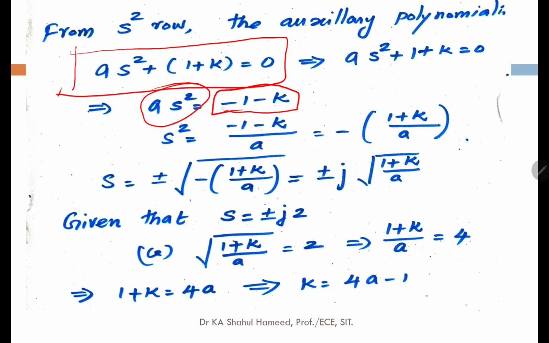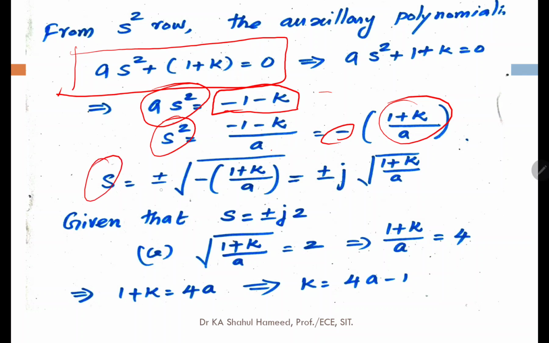So a square is equal to minus 1 minus k. So s square is equal to, then I am just dividing the right hand side by a, so minus 1 minus k divided by a. Now I am just taking minus outside, so I will get minus 1 plus k divided by a. Now I have to take the square root of the right hand side, so that I will get s.